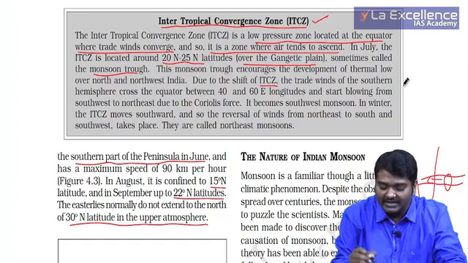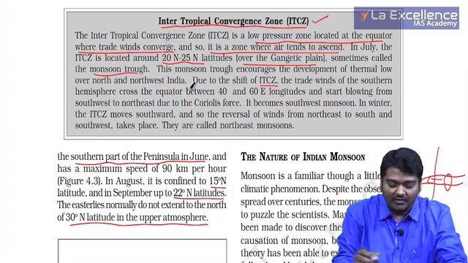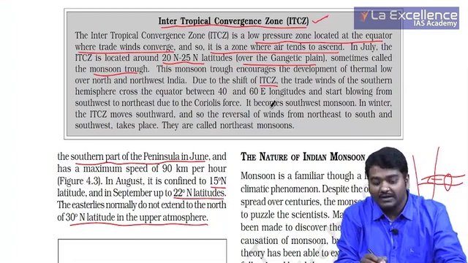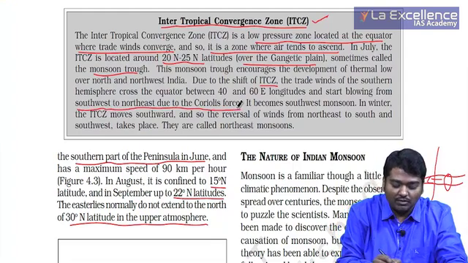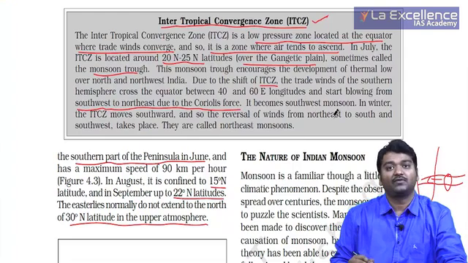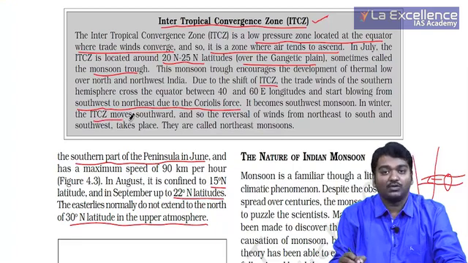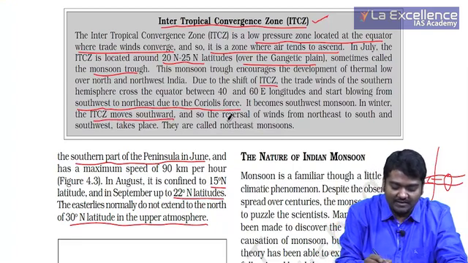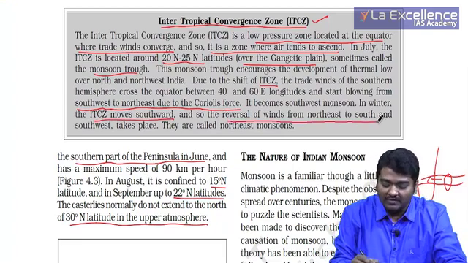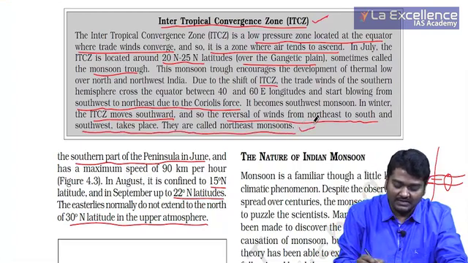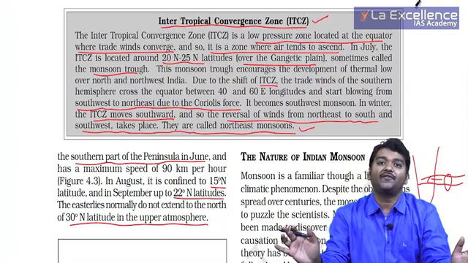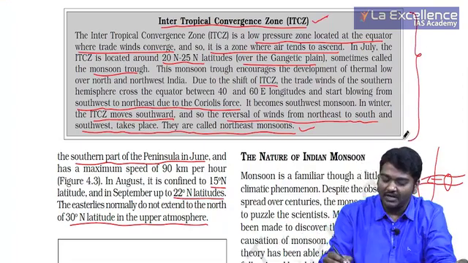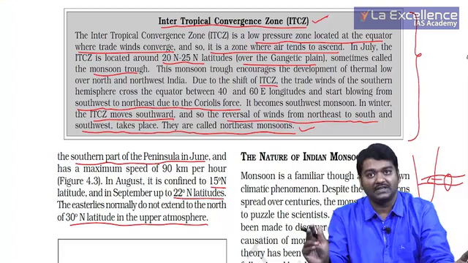This monsoon trough encourages the development of thermal low pressure over north and northwest India, and due to the shift of the ITCZ, the trade winds of the southern hemisphere cross the equator, turn to the right and start blowing from southwest to northeast due to the Coriolis force. It becomes the southwest monsoon. In winter, the ITCZ shifts southward, and so the reversal of winds from northeast to southwest takes place. They are called northeast monsoons. Monsoon means reversal of wind direction, right? So this is what you need to see.